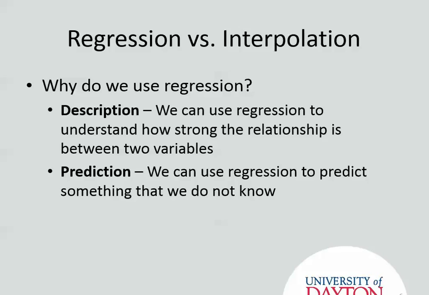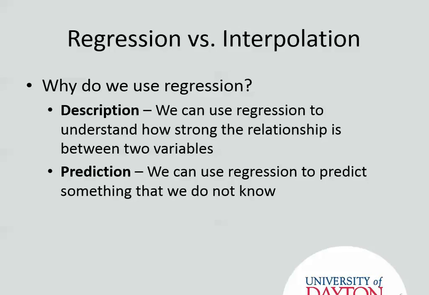So why do we use regression? There's a couple reasons why we would want to do regression. We want to do that to understand how strong the relationship is between our two variables. So when we did the problem with the skydiver in the wind tunnel, we established there was a relationship between velocity and the force, and that relationship was kind of linear and had a certain trend between the velocity data and the force data.